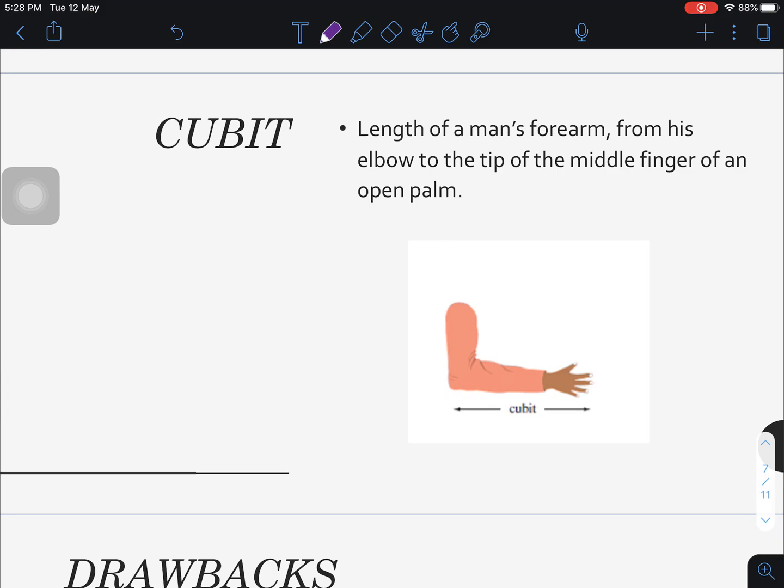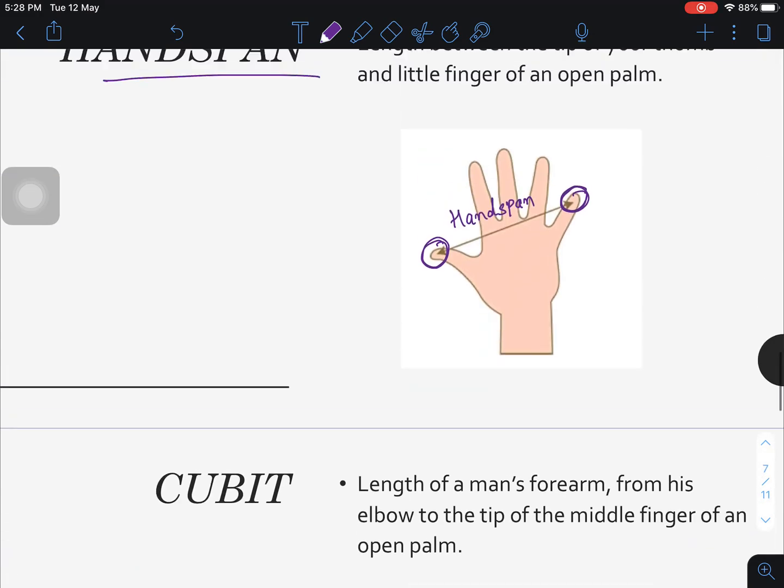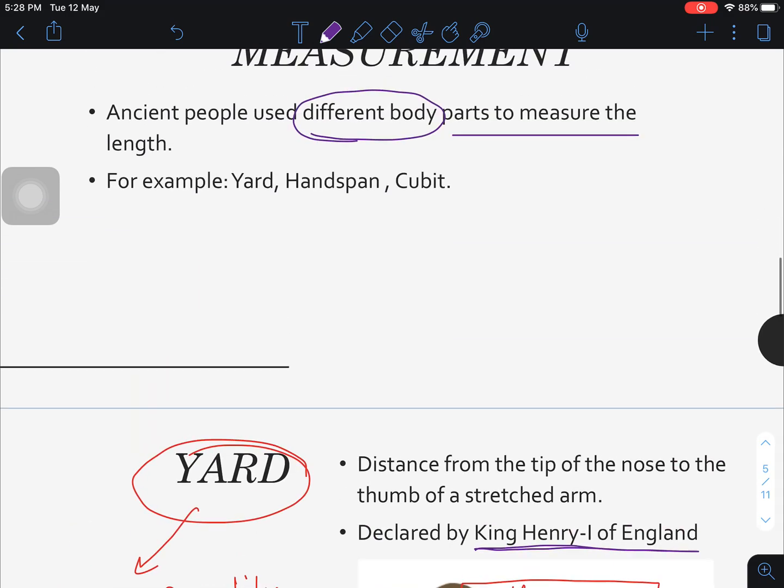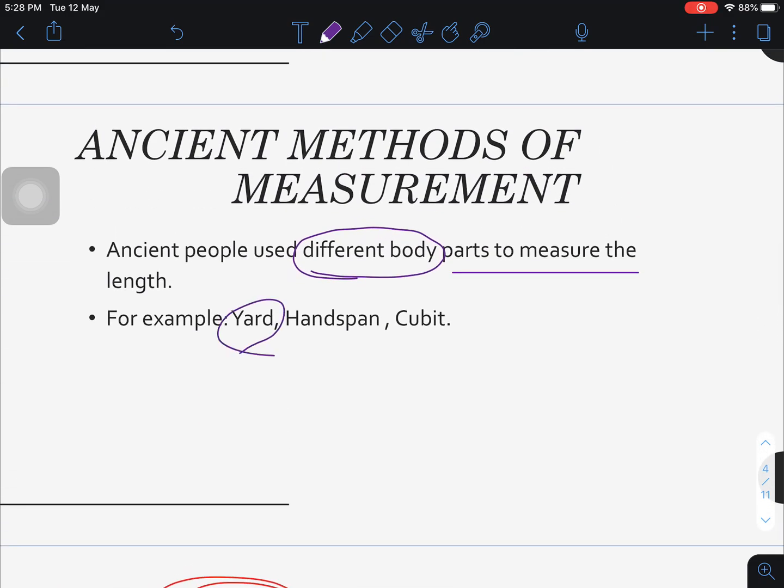Similarly, cubit is the length. This is your arm. So the length from this point till the tip of the middle finger and from this end. So this becomes your cubit. Okay, so these methods were used: yard, hand span, cubit. They were used to measure the length of different things.